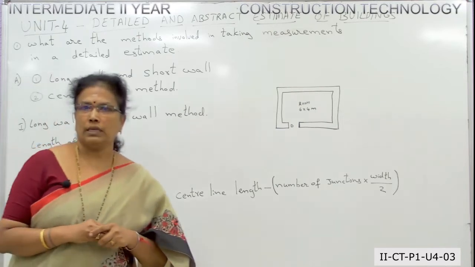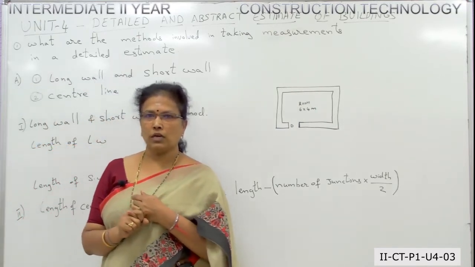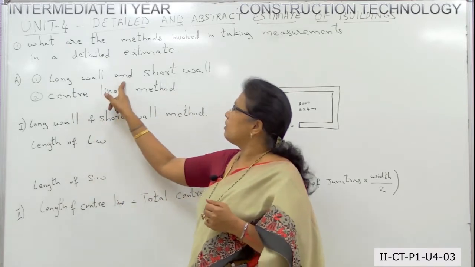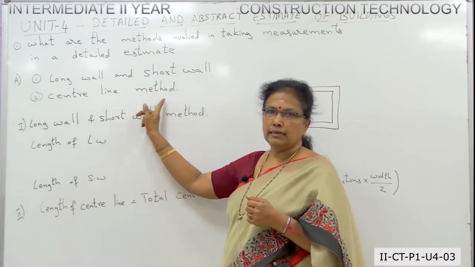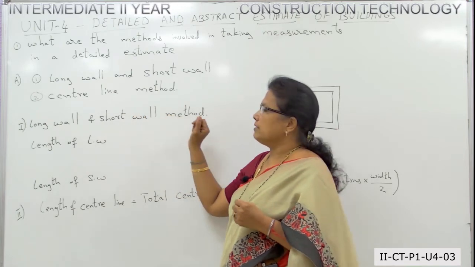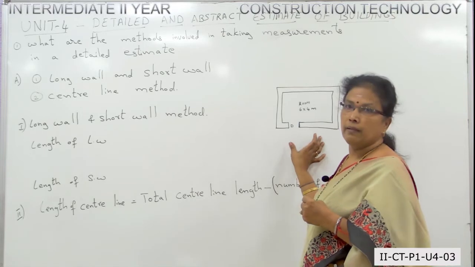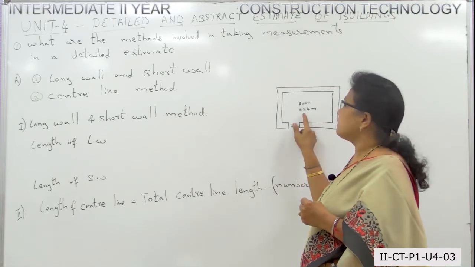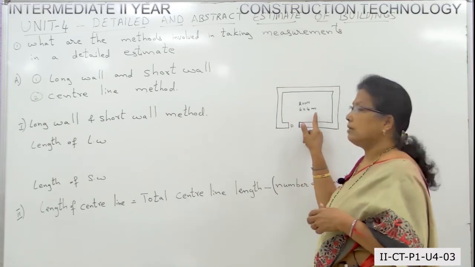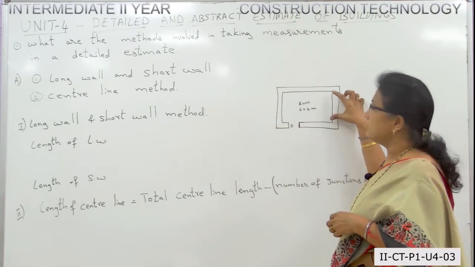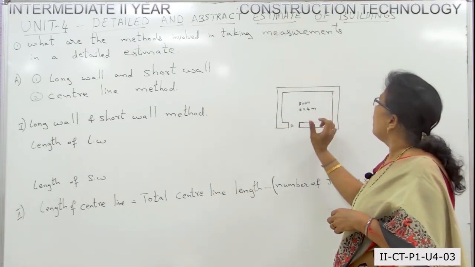You have 2 methods. One is the long wall and short wall method, and another is the center line method. Suppose here you are seeing one building, a one room building. The size of the room is 6 meters and 4 meters.